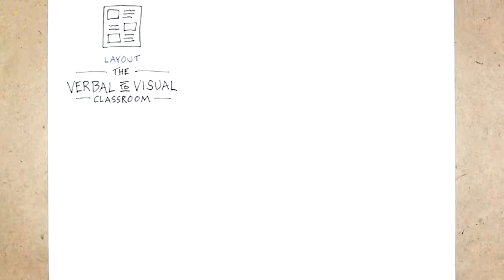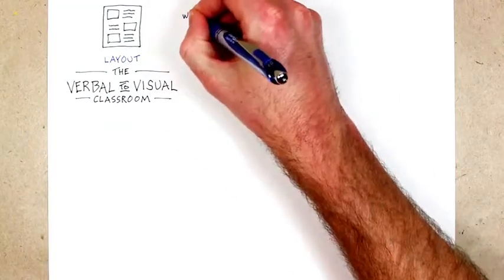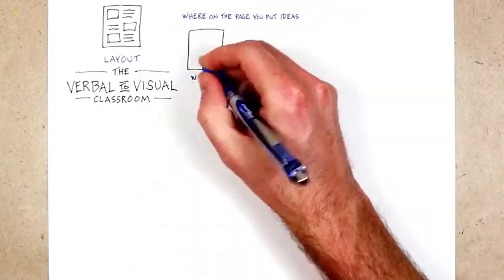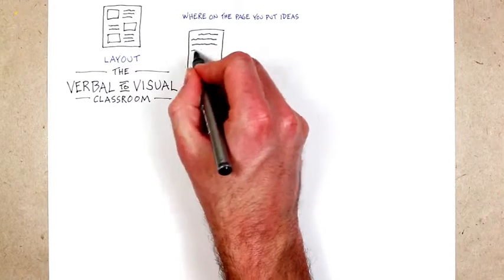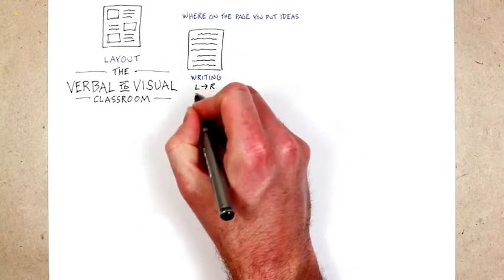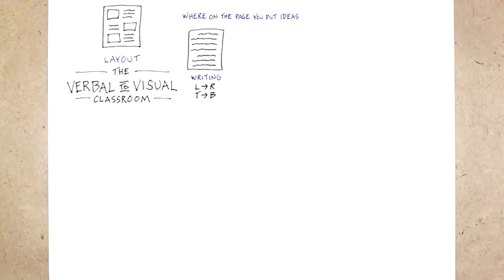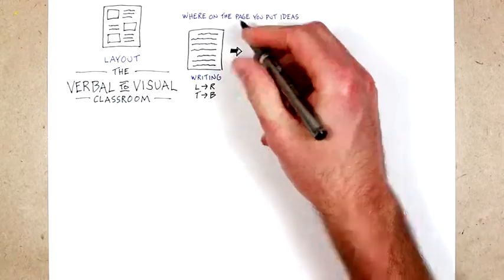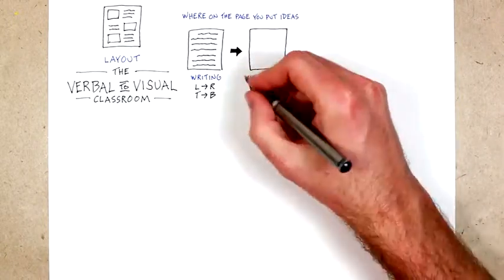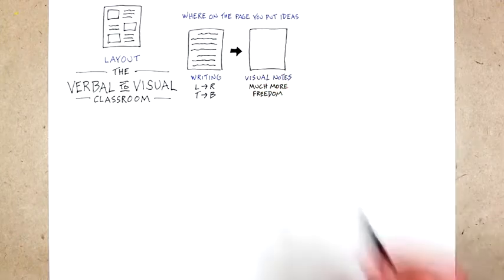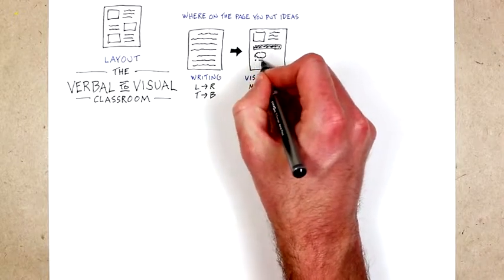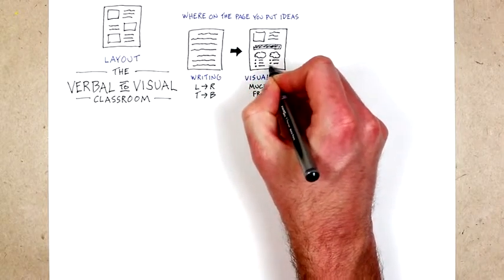When I use the term layout, I'm primarily talking about where on the page you put ideas. If you were simply writing ideas down in prose, you wouldn't have to think about layout. You would just follow the standard format of writing left to right, top to bottom, at least if you're writing in English. But since we're not just writing, but taking visual notes instead, that gives us a lot more freedom when it comes to how and where we put ideas down. And much of the cognitive and creative power of visual note-taking comes from that freedom.